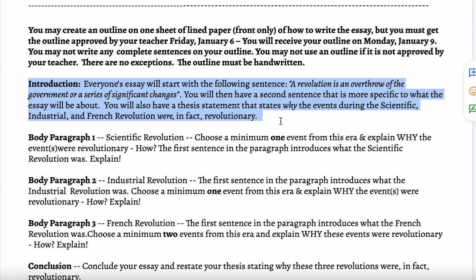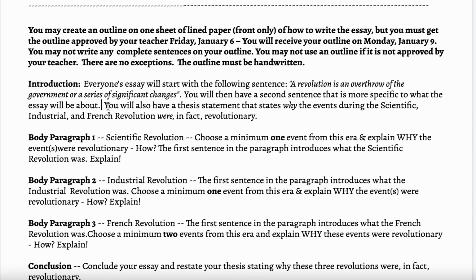Your introductory paragraph will do the following. Everyone's essay will start with the following sentence, and I mean everyone. Everyone in the entire grade. The first sentence of your essay will say, a revolution is an overthrow of government or a series of significant changes. Then you will have a second sentence that's more specific. So, for example, a revolution is an overthrow of government or a series of significant changes. There were many revolutions in world history. And then you get into your details.